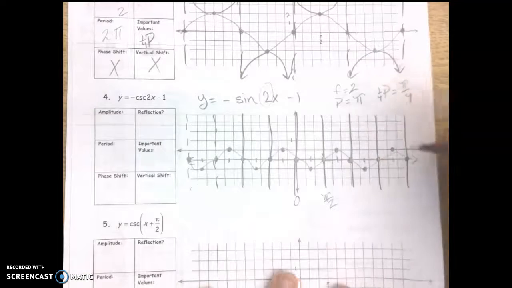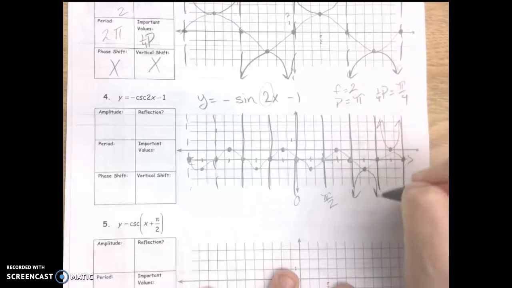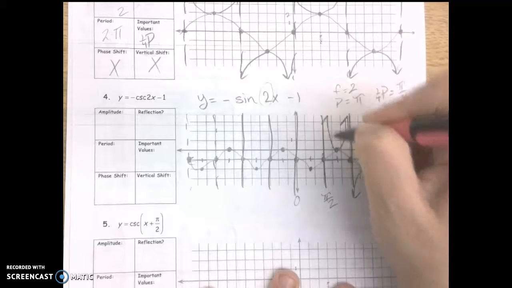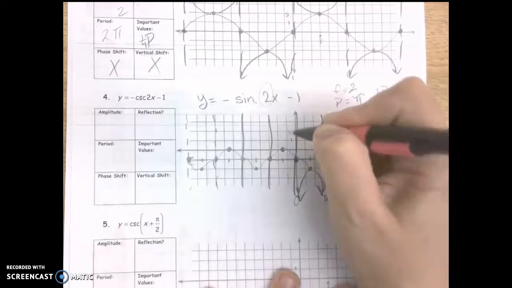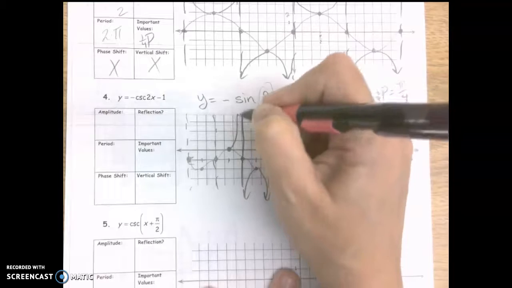Okay, so maxes, they get secant bowls up. Mins get secant bowls down. Maxes up, mins down. Maxes up, mins down.